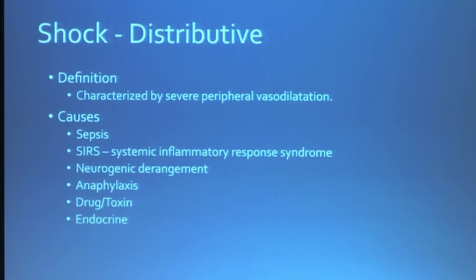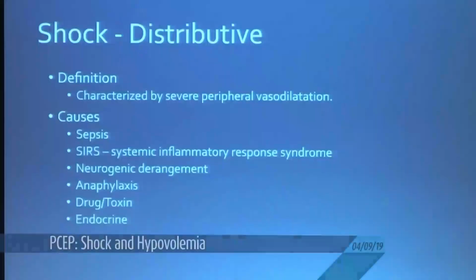So what is distributive shock? The primary characterization of distributive shock is peripheral vasodilatation. So you've got the same amount of fluid in there, but now you've got a big venous capacitance. The venous side particularly has dilated. So you have a lot more room than you have blood. Causes of distributive shock are things like sepsis or systemic inflammatory response syndrome, which is called SIRS, neurogenic derangement, anaphylaxis, drugs and toxins, and endocrine problems.